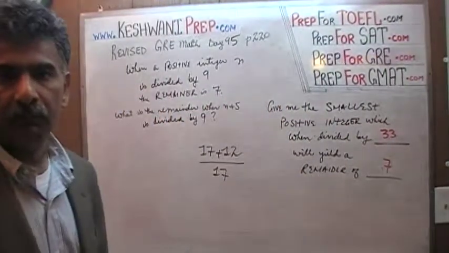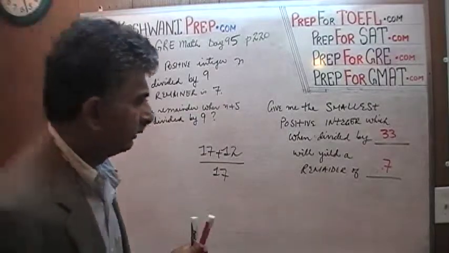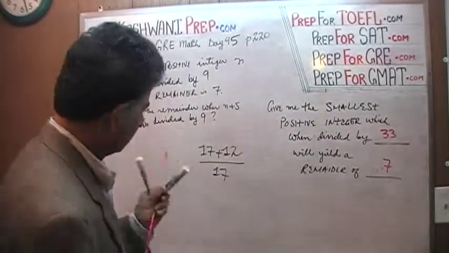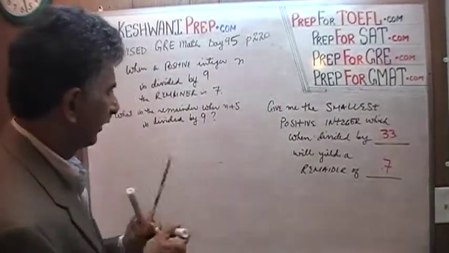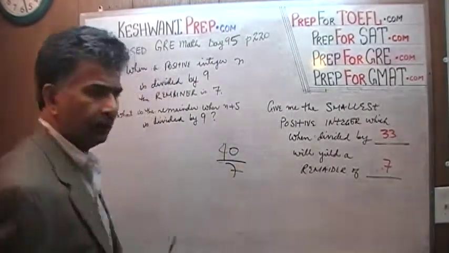Well, that will be 40. 40 divided by 7 will give us a remainder of 7. 43 divided by 33, sorry, I'm not... 40, that's the problem when you try to save 2 seconds, it ends up taking longer. 40 divided by 7, we learn a lesson out of it.